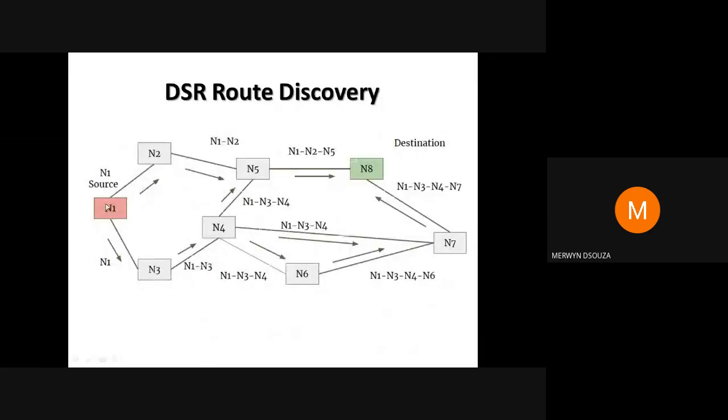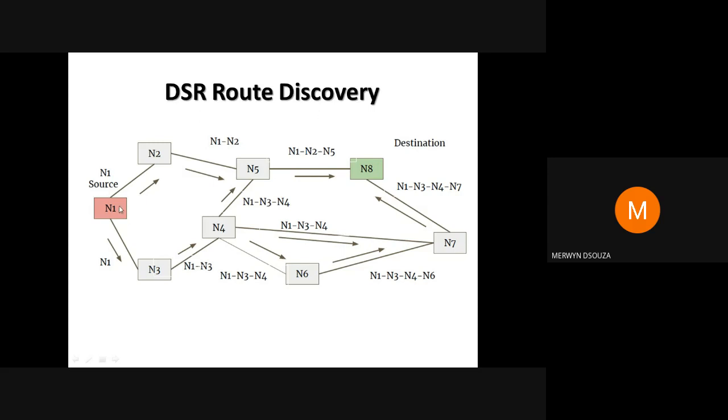So basically this is an example where we are going to do route discovery. The node N1 wants to send a packet to the node N8. N1 is the source node and N8 is the destination. When N1 has a packet to be sent to the destination N8, it checks in its routing table whether it has a route to that destination, the node N8. When it finds that it does not have an entry for the destination N8, it initiates the route discovery process.